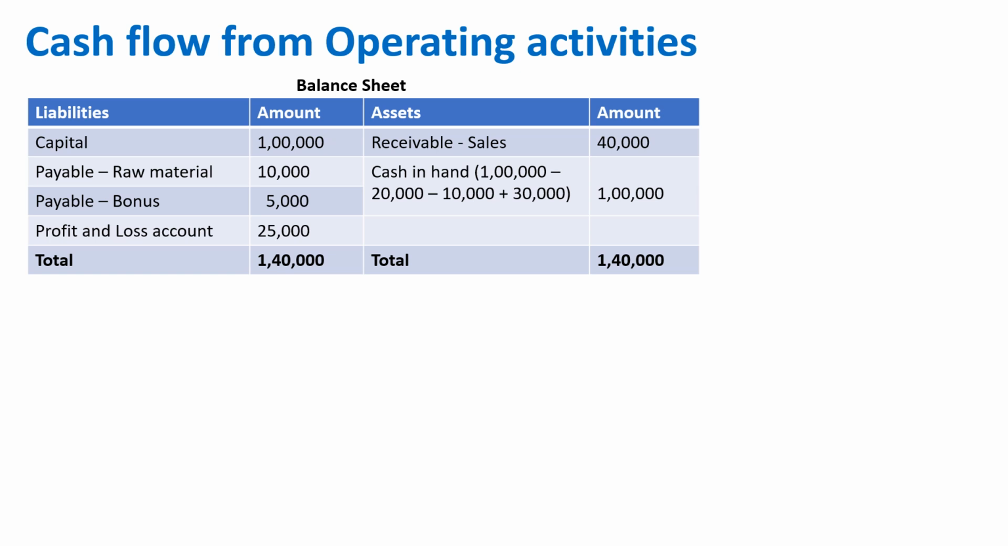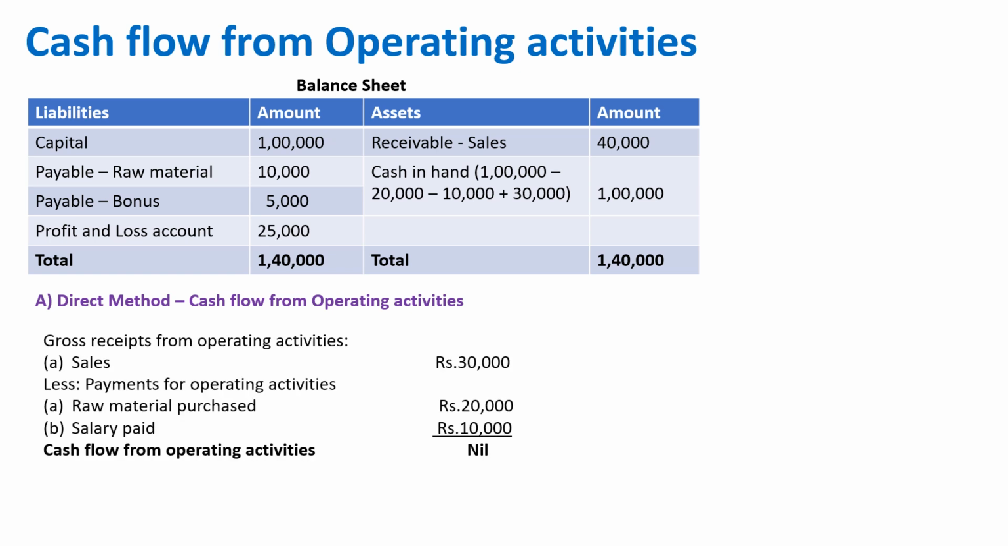Now, considering the direct approach, let's see how to prepare the cash flow statement from operating activities. So gross receipts from operating activities, sales rupees 30,000, less payment for operating activities, raw material purchase 20,000, salary paid 10,000. So cash flow from operating activities is nil. What you received is what is paid out. So gross received minus payments made is the cash flow from operating activities.